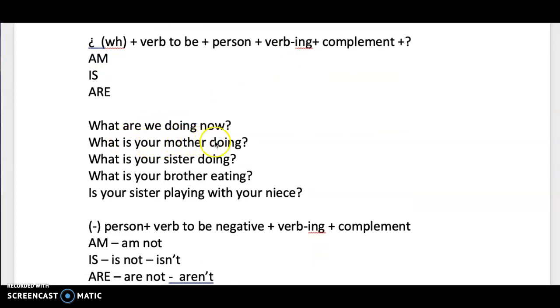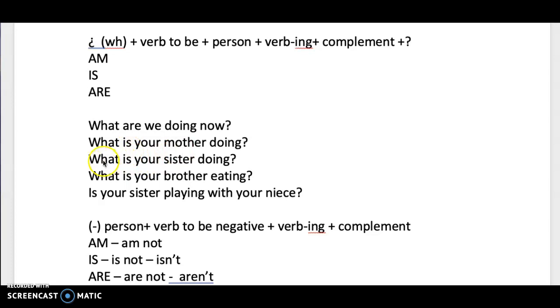What is your mother doing? What? WH question. Is your mother doing? Why do we use is? Because we're talking about mother, and mother is one person. That's why we use is.